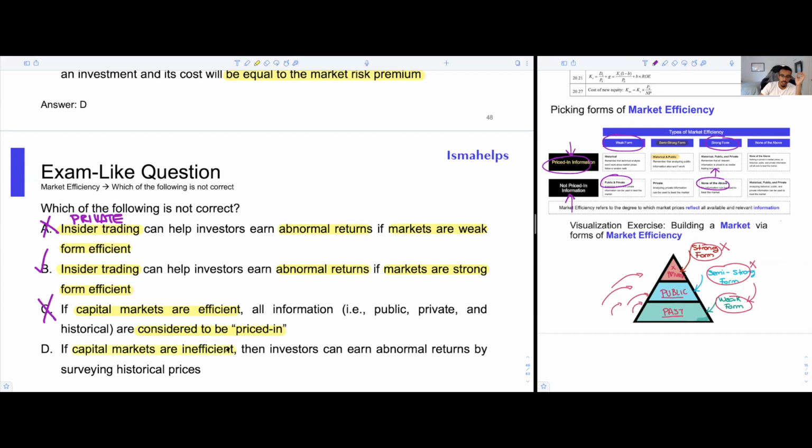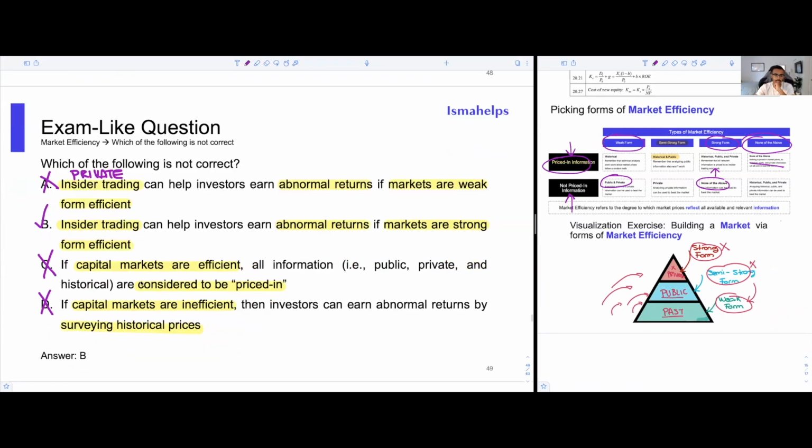Capital markets are inefficient, okay? If capital markets are inefficient, investors can earn abnormal returns by surveying historical prices. Historical prices is past information. If we go to our framework and look at an inefficient market, the information that is priced in, so the information that investors could not use to earn abnormal returns, well, there's actually nothing. It's pretty crazy. But the information that investors can use to yield an alpha is historical information, public information, and private information. In this case, investors could survey past prices, so they could look at historical information and earn abnormal returns. Therefore, D is definitely true, and for that reason, it's not what we're looking for, such that B is our answer.